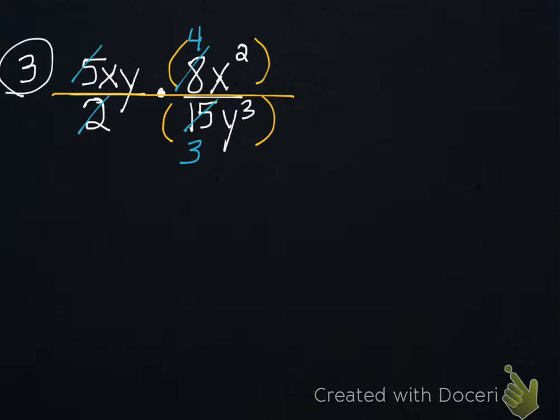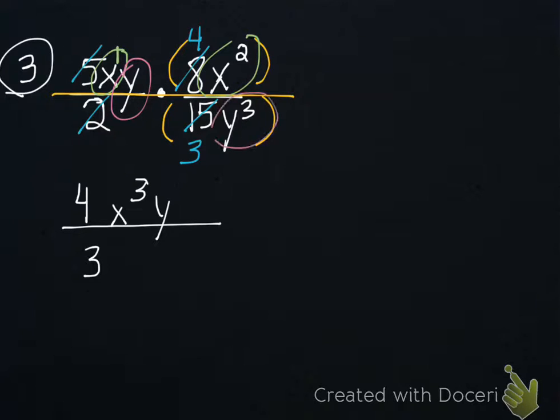Now let's write what we have. On top, I have a 4. On bottom, I have a 3. Combine some like terms. On top, I notice that I have 2 x's. Remember, when you're multiplying, you do what? You add the exponents. So we would get x cubed with a y, because you can't forget the y. Now on the bottom, we have a y cubed.